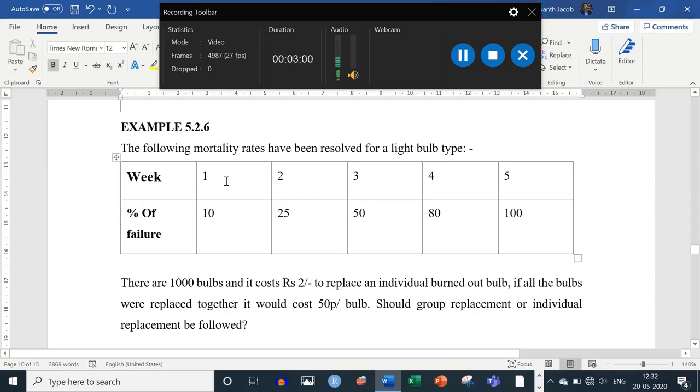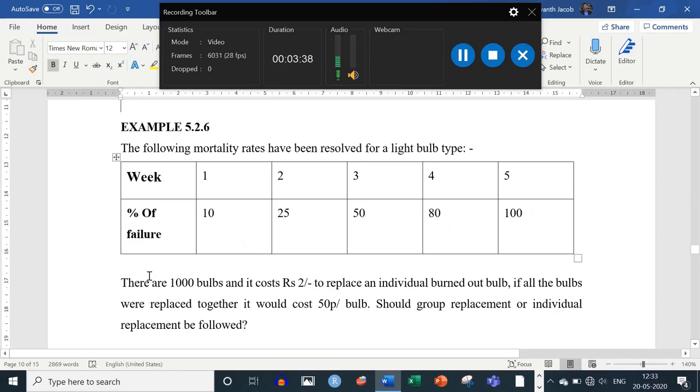Now looking at this, let's explain this. It's 10% failure in the first week, 15% failure in the second week, 25% failure in the third week. How did I get this 25%? That is 50 minus 25. Till the second week, 25% has failed. In the third week, 25% has failed. So put together it is 50%. In the fourth week, 30% failed. And in the fifth week, 20% of the bulbs fail. So in all, none of the bulbs survive beyond 5 weeks. That's the data that we have here.